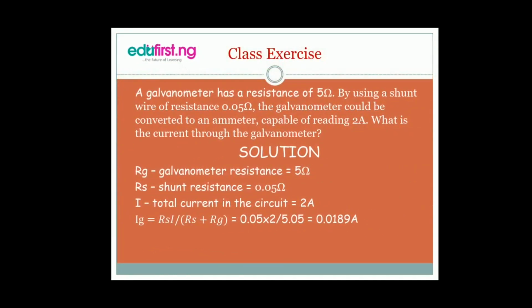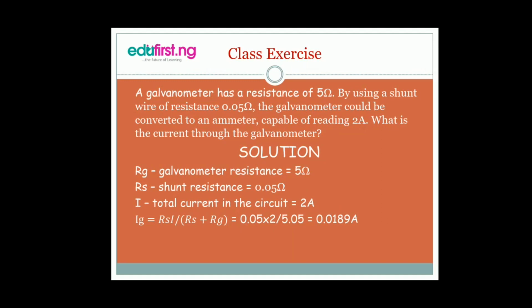Class exercise. A galvanometer has a resistance of 5 ohm. By using a shunt wire of resistance 0.05 ohm, the galvanometer could be converted to an ammeter capable of reading 2 ampere. What is the current through the galvanometer?